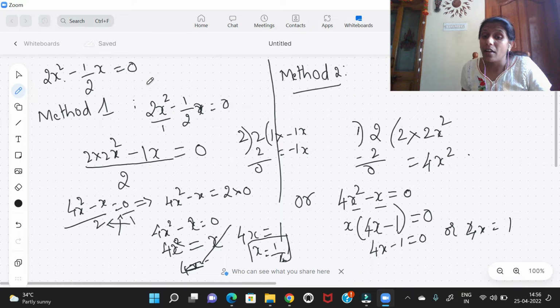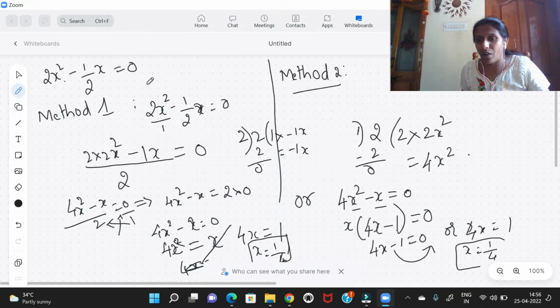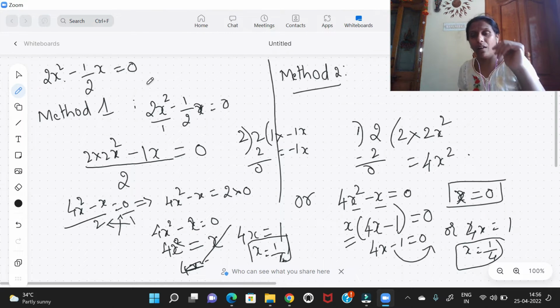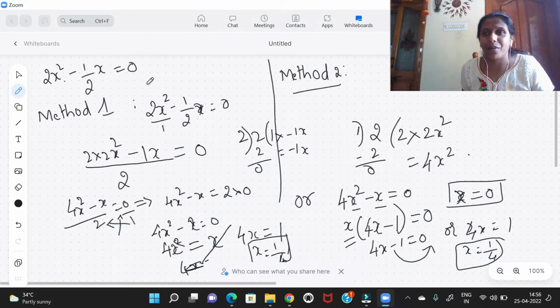Why? This one goes on the right side, minus becomes plus. All these things are dealt with in the previous section. So x is equal to 1 by 4. Next, what happened to my x then? When I equated 4x minus 1 is equal to 0, I am also equating x is equal to 0, right? Because the equation said so. So therefore, the factors are x is equal to 0 and x is equal to 1 by 4, right? Alright, so this was method 1.